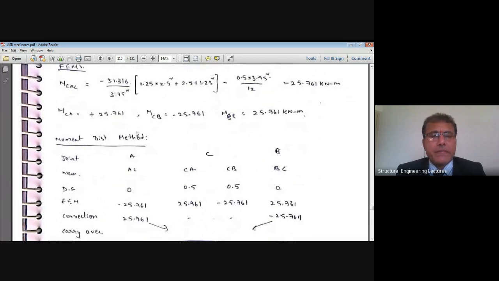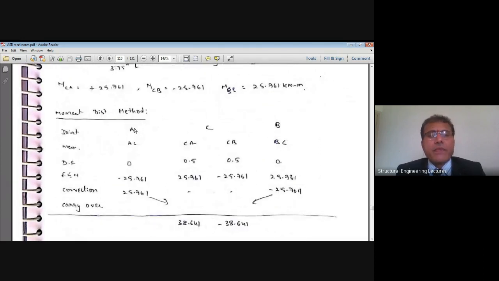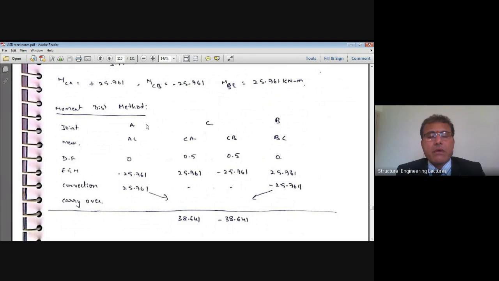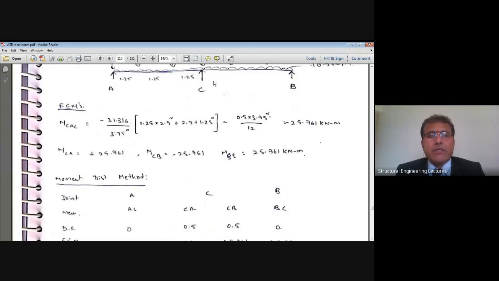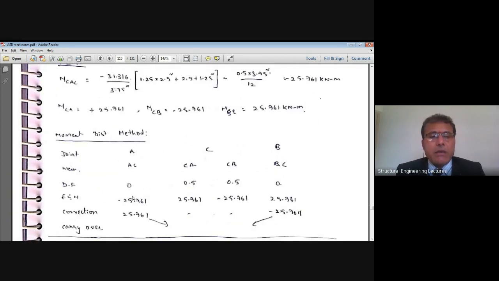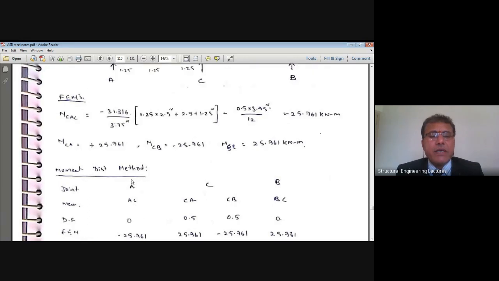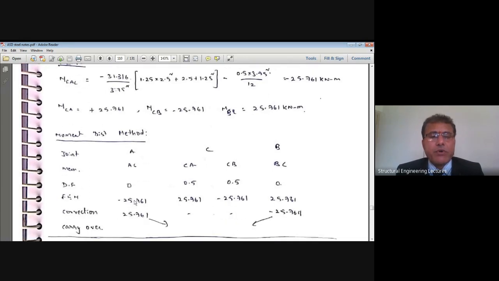Once I find the fixed end moments, then I'll go to the moment distribution so that I can get the final moments. Now I'll write the joints A, C, B. At joint A, I have member AC. At joint C, member CA is there, and CB is also there. At joint B, only member BC is there. The distribution factor for AC is equal to 0, because, being the dead end, a simple support cannot take any moment.